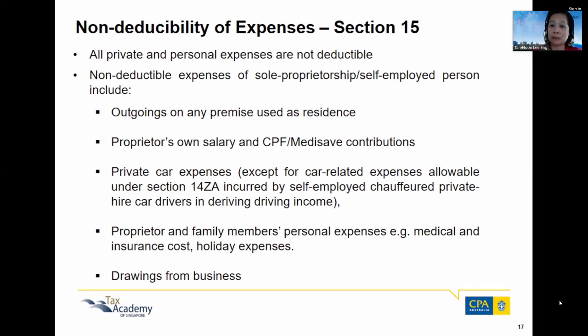It is considered as private. Okay, private car expense, I think I already explained enough. The only exception is private hire car drivers. Other than that, private car expenses cannot be allowed. Okay, family members, medical and insurance costs, holiday expense, all these are private, nothing linked to the business, so cannot be allowed as well. Drawings, his own personal drawings from the business, are also not allowable.